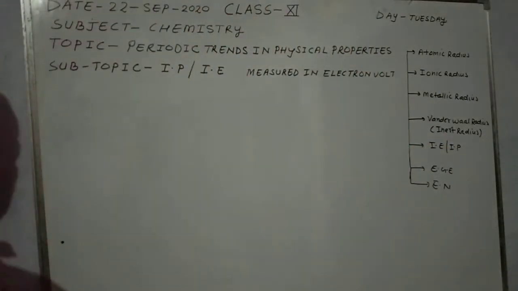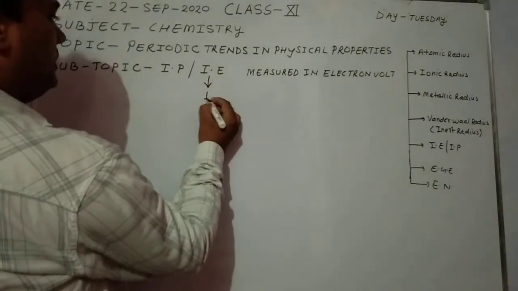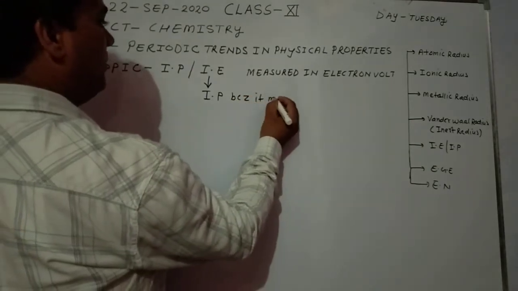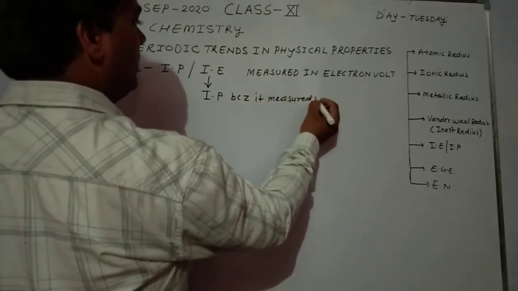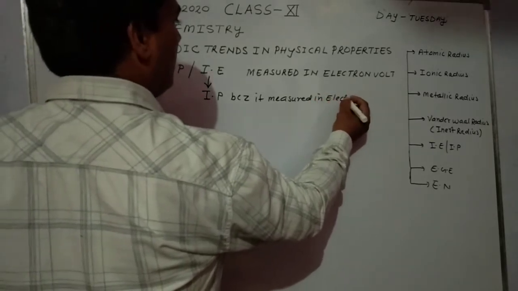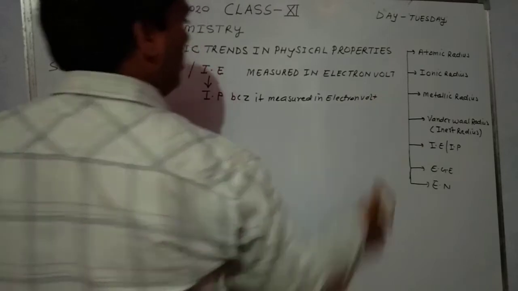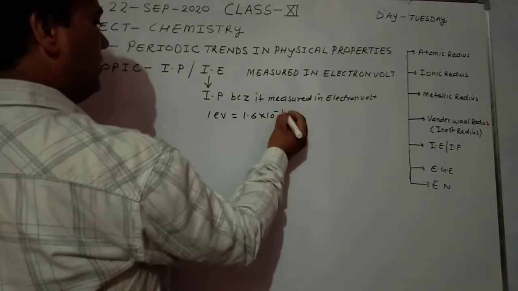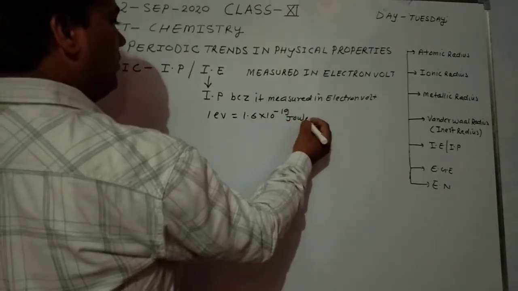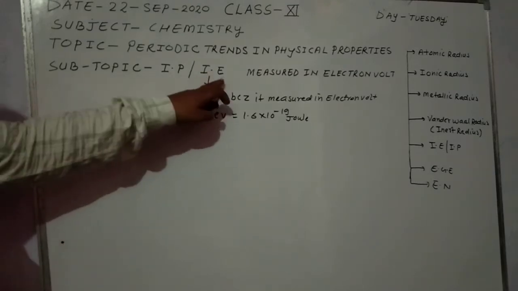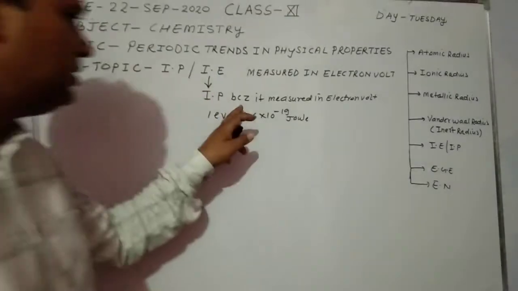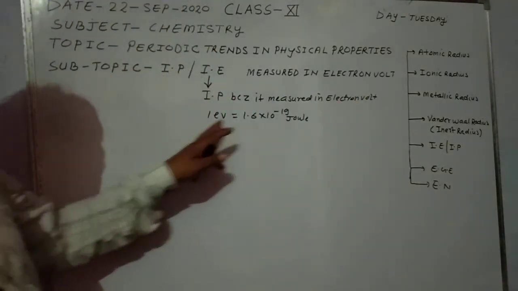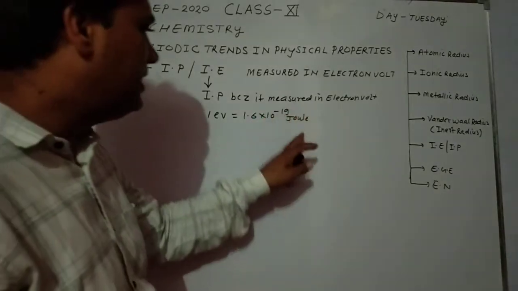Okay? Ionization enthalpy is also known as ionization potential because it is measured in electron volt. Okay, 1 electron volt is equal to 1.6 into 10 to the power minus 19 joule. This is very important point. Ionization enthalpy is also known as ionization potential because it is measured in electron volt, and 1 electron volt is equal to 1.6 into 10 to the power minus 19 joule.